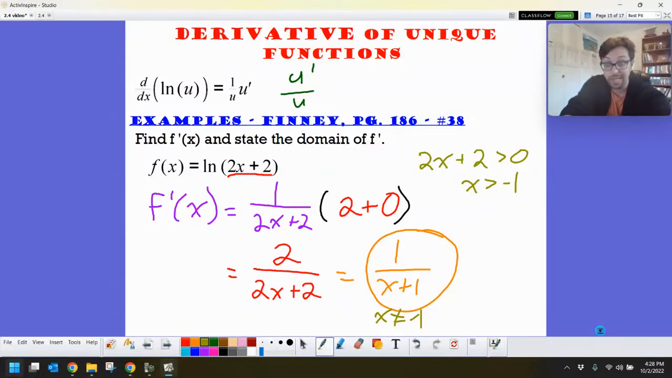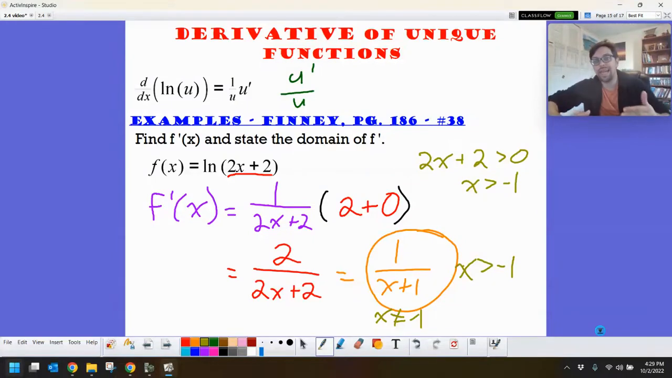The derivative says you don't want -1, but we still need to look at our original function. So we want to make sure we're fine. If this had been x needs to be greater than -2, then we would need to say, but also don't do -1 because it's not going to be differentiable there.